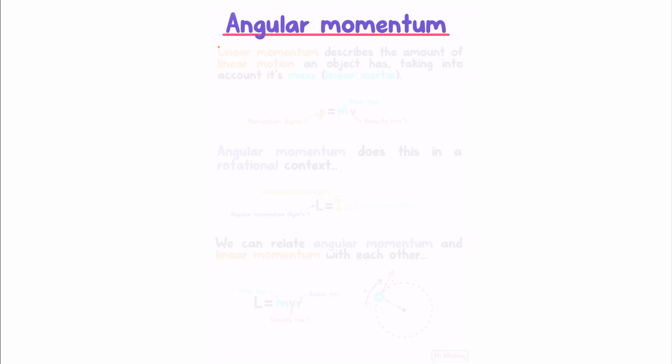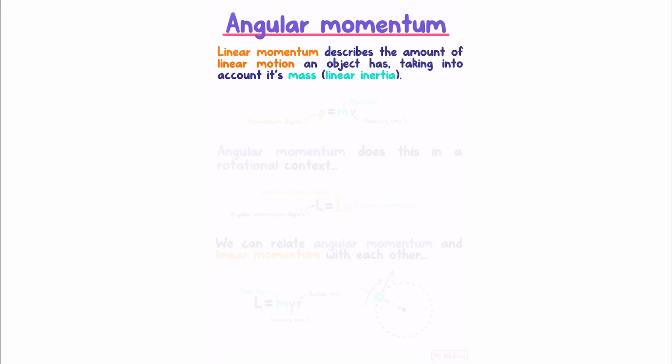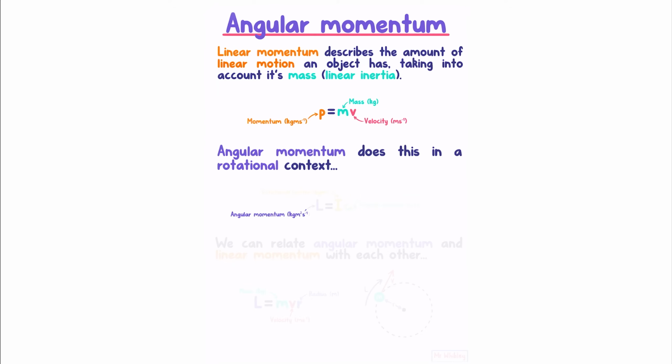Angular momentum. Linear momentum describes the amount of linear motion an object has, taking into account its mass, aka linear inertia. This is described by the familiar equation, momentum is mass times velocity. Angular momentum does this in a rotational context. And so our angular momentum, symbolized by capital L, is our rotational inertia multiplied by our angular velocity.